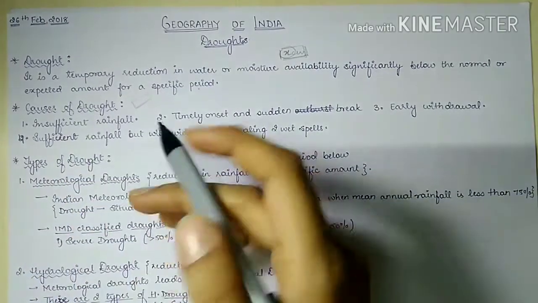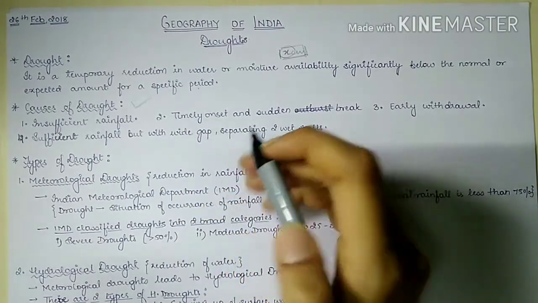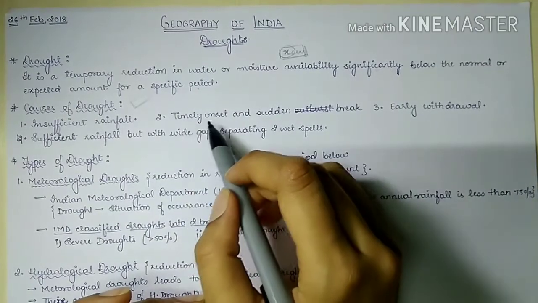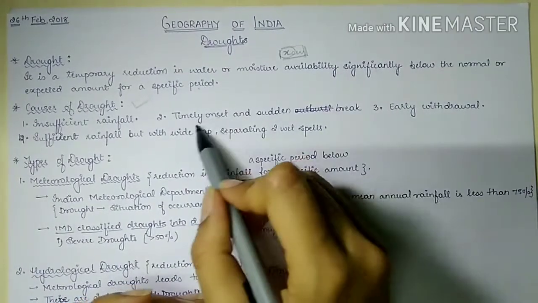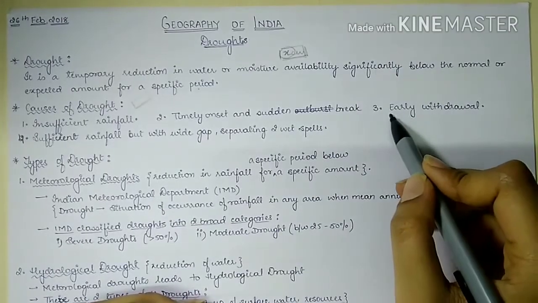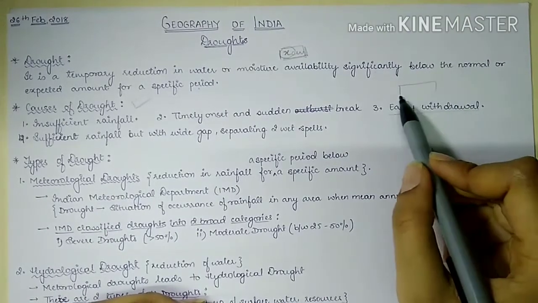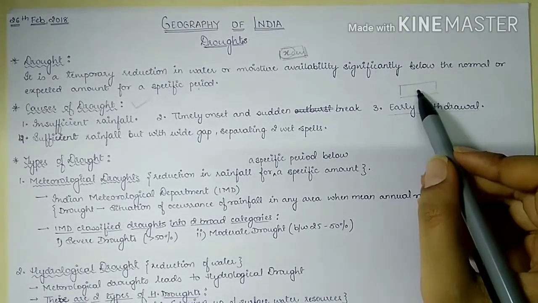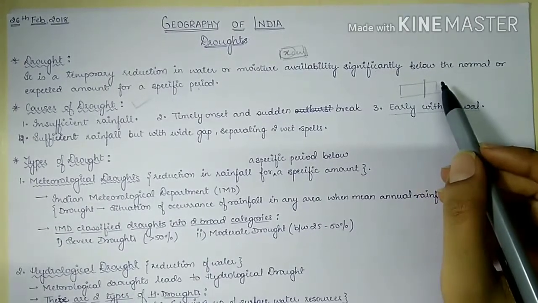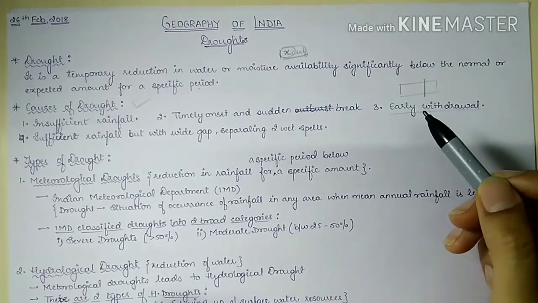Next, if the monsoon is on time but it suddenly takes a break, timely onset and sudden break will also cause drought conditions. Next is early withdrawal. Because of early withdrawal, we get less rainfall than the average rainfall, so drought conditions take place.